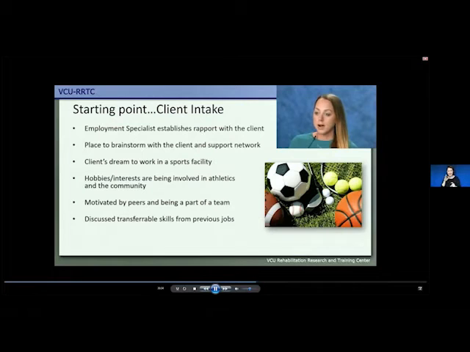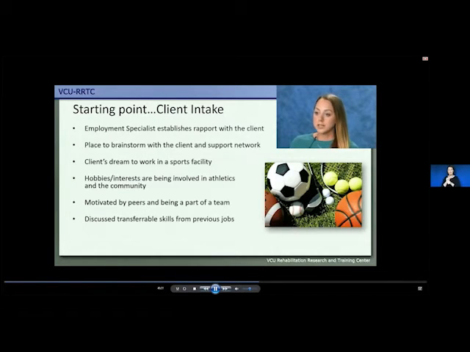He had been working in a hospital setting for about 5 years, performing very well in his job, and then he got to a point where he started to realize that he was ready for a change. He really, at that point, started thinking more and more about that dream of his to work in an athletic setting. So at that time, he then met services through DARS eligibility, and then came back to VCU ROTC to pursue employment services with me.